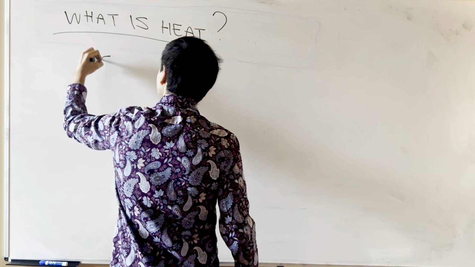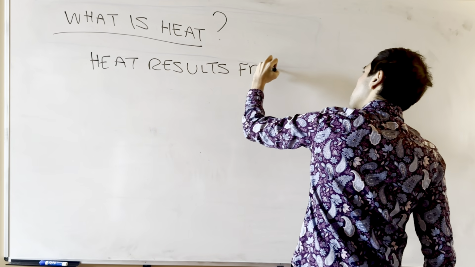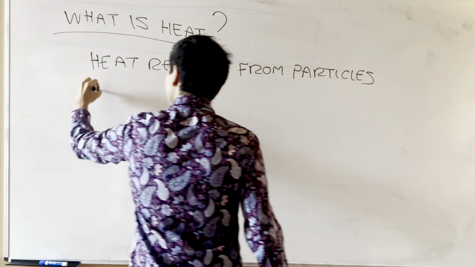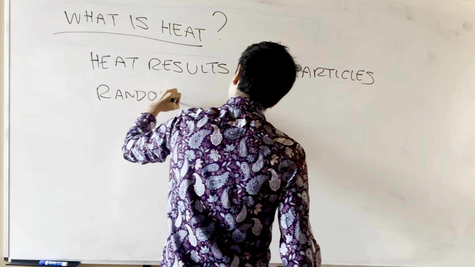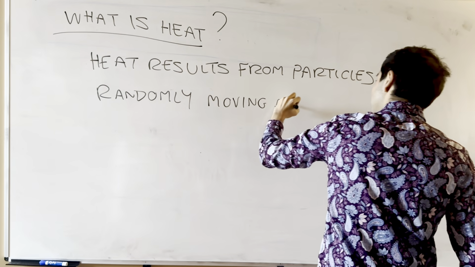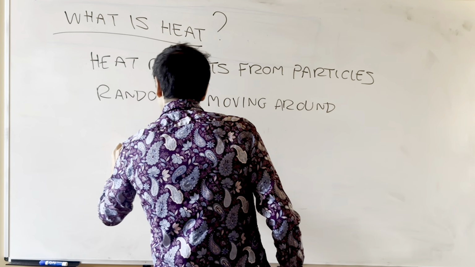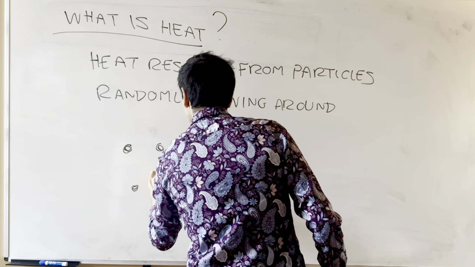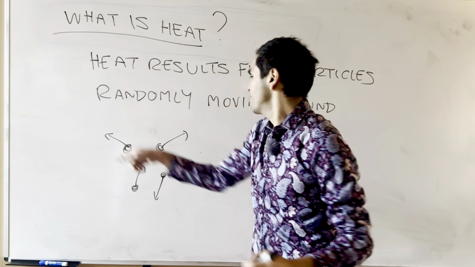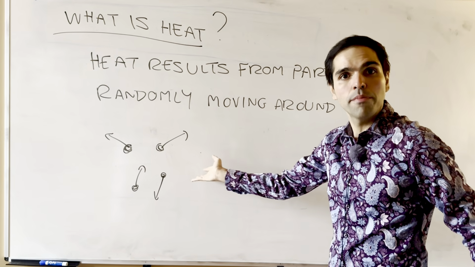So once again, heat results from particles randomly moving around. And I'll give you a couple of pictures illustrating that. For instance, if you have a hot gas, you can think of it as a bunch of particles that just randomly bounce back and forth. Like this one is going this way, this one is going this way, etc. So that would be a hot substance.